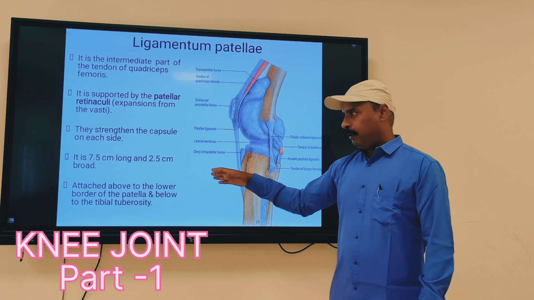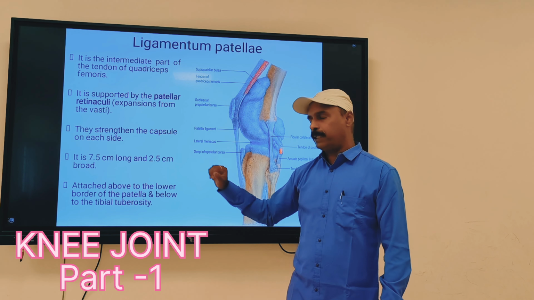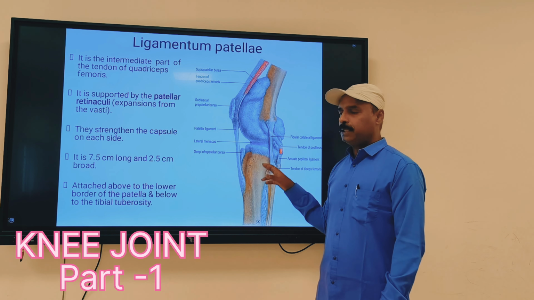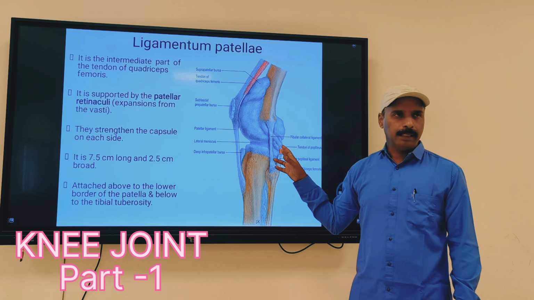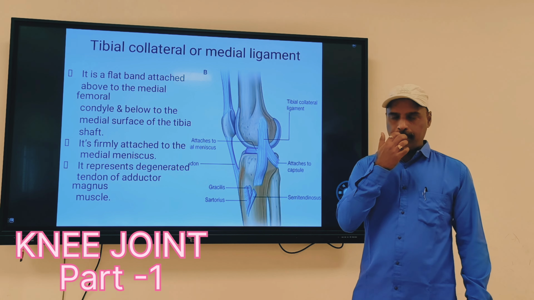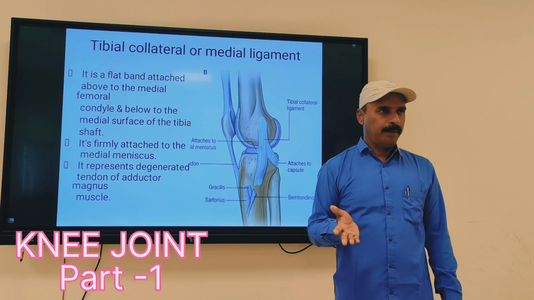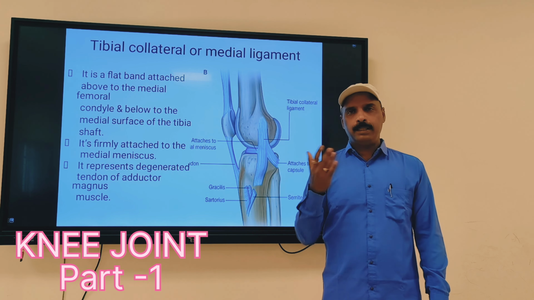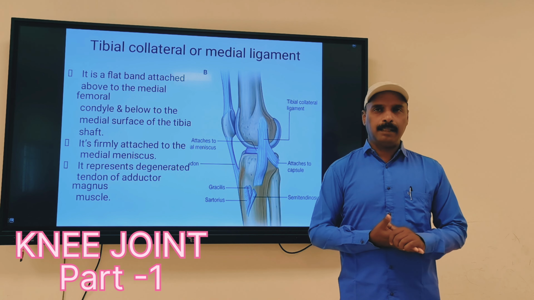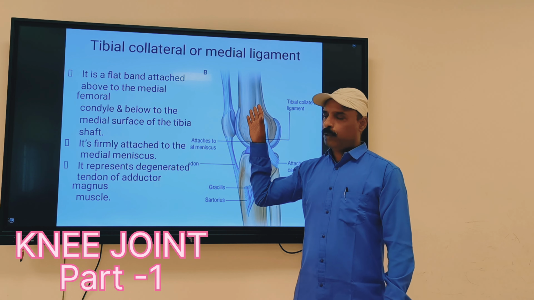This is explained. It is 7.5 centimeter long and 2.5 centimeter broad, which you can explain. So this is the second ligament, the ligamentum patellae. Then the tibial collateral ligament. See the name itself, tibia, it comes from femur to tibia. We have the leg bones too, tibia and fibula. Medially we have the tibia and laterally the fibula, so we call this the tibial collateral ligament.